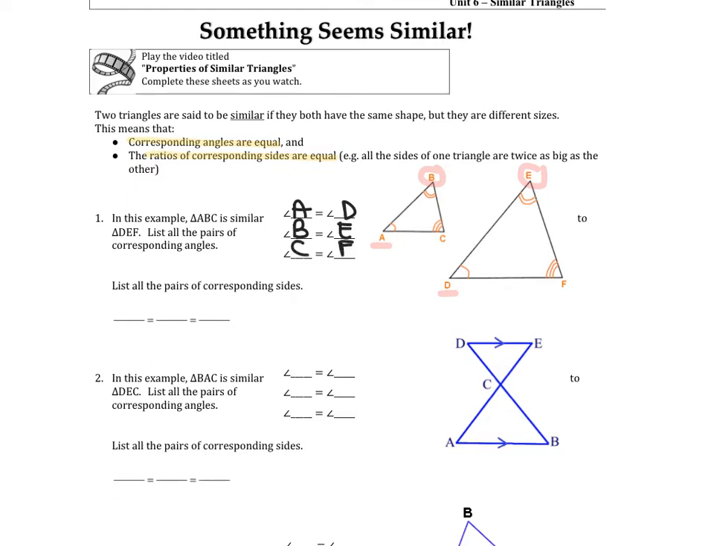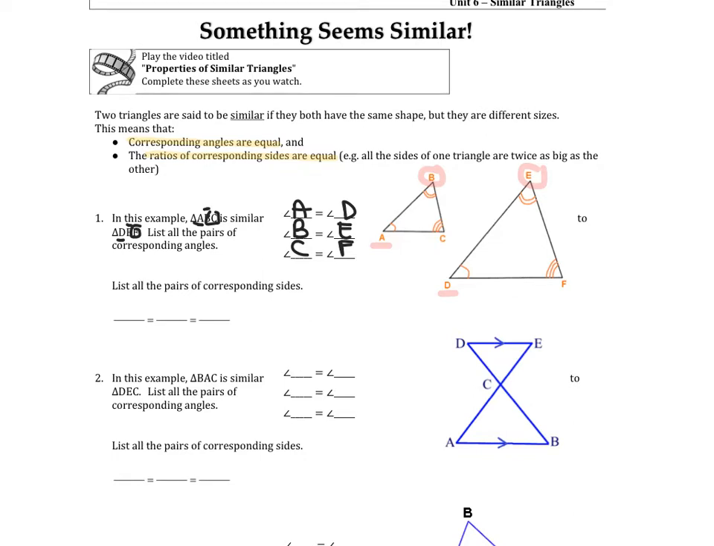Now what you should notice is that your similarity statement, the fact that triangle ABC is similar to triangle DEF, all the angles are already matching. Angle A here goes with angle D, just like in our angle equality. Angle B goes with angle E, and then the C goes with the F. Okay? Now, let's list all the pairs of corresponding sides.